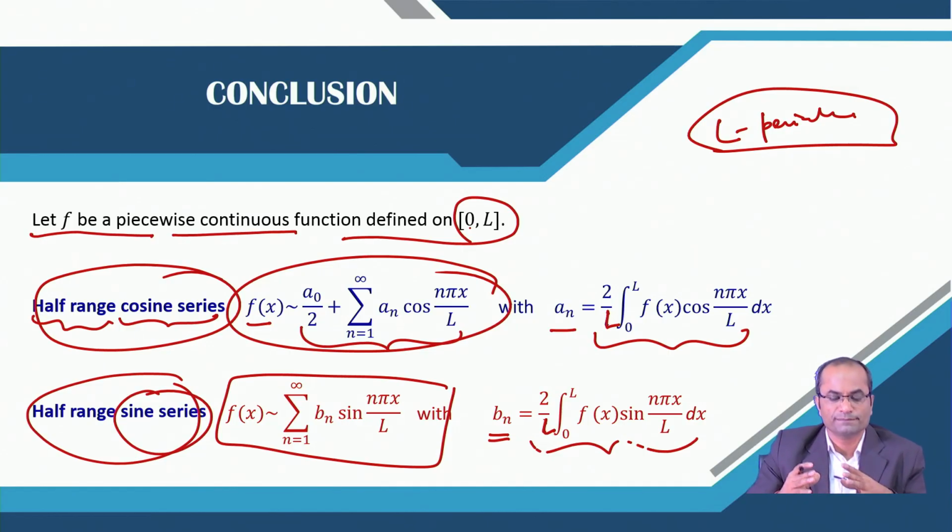So, I hope the idea of the half range is clear, which is entirely different from the Fourier series. This is based on the odd and even extension, to have the desired Fourier series either in terms of sine functions or in terms of cosine functions.